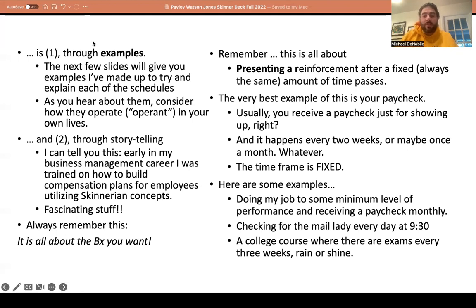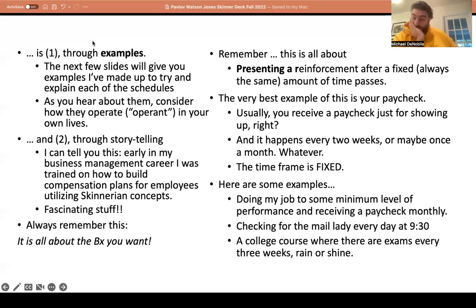Fixed interval is presenting a reinforcement after a fixed, always the same amount of time passes. So for example, this is what Dr. Russo is talking about. You receive a paycheck just for showing up. It happens every 2 weeks or maybe once a month. That's a fixed time schedule. If you have a job, any of you who have a job know this. The behavior that your employer wants is for you to show up and for you to do your job. And your reward is your paycheck. So they give it on a fixed schedule.